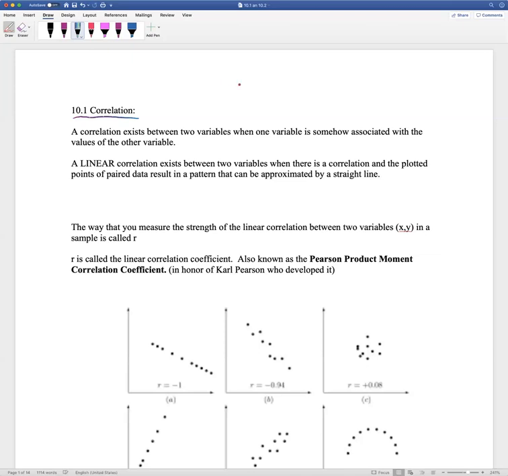And there are correlations that you're already comfortable with. Most of you know that the more you exercise, the more calories you burn. So there's a correlation between the amount of exercise you have and the amount of calories you burn. The more you study, the better you do on a test. So there's a correlation between the amount of time you study and how you do on an exam.